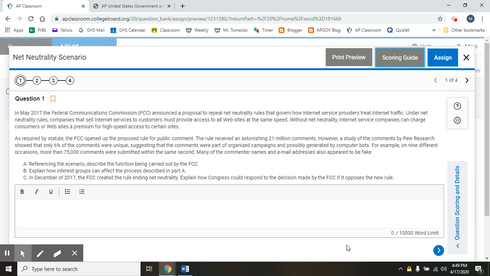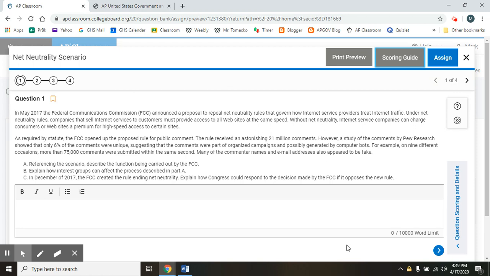So we got a lot of detail there about this particular net neutrality rule, but it doesn't necessarily relate to our question. We just want to know what function they're carrying out. So we have to recognize, and they're hinting by continually using the word rules, that this is the FCC carrying out its rule-making function.